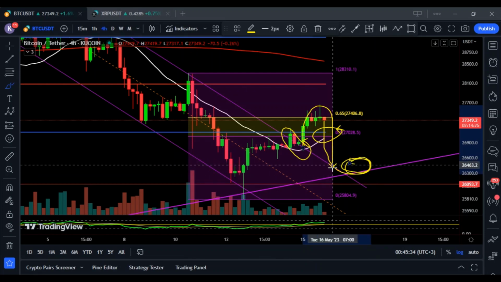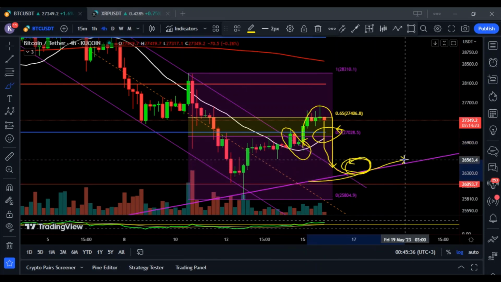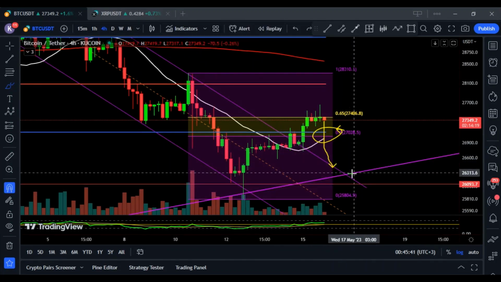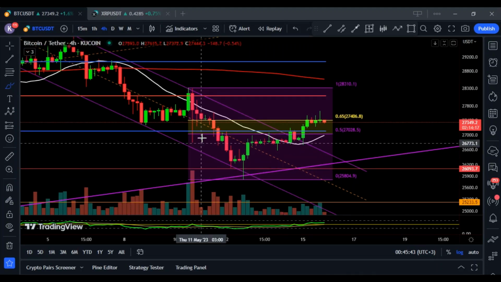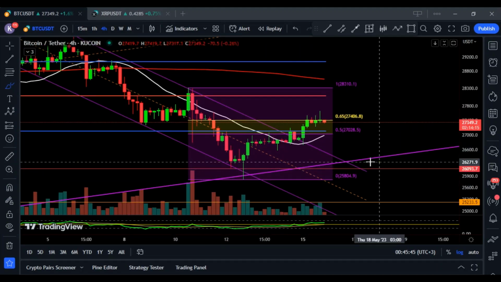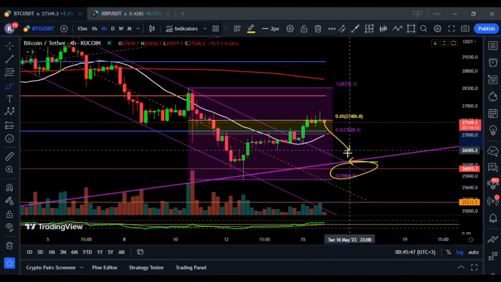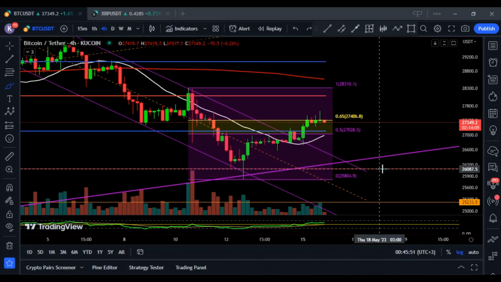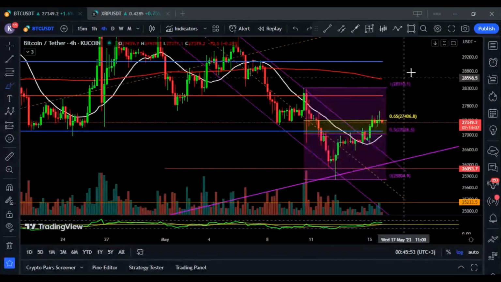We have this support from the bigger parallel channel. So that can be another option to come back around this area, the bigger support from the bigger parallel channel and the 200 weekly. So we can again come back down and wick to it, and that would be a $26,000 area. Okay, so another thing to take note of is this.